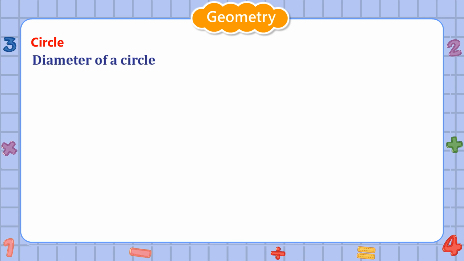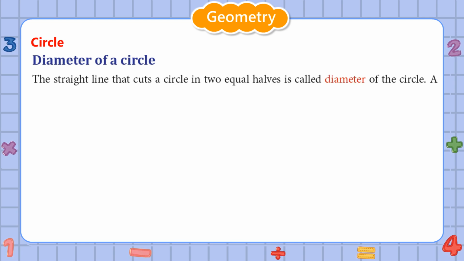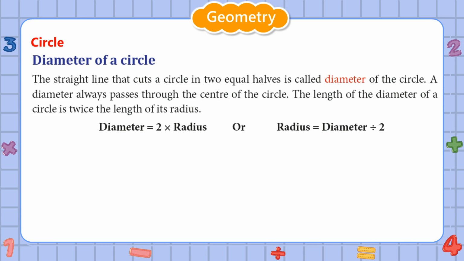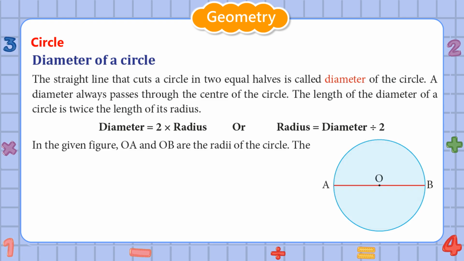Diameter of a circle. The straight line that cuts a circle in two equal halves is called the diameter of the circle. A diameter always passes through the center of the circle. The length of the diameter of a circle is twice the length of its radius. Diameter is equal to 2 multiply radius, or radius is equal to diameter divided by 2. In the given figure, OA and OB are the radii of the circle. The line segment AB is the diameter of the circle.